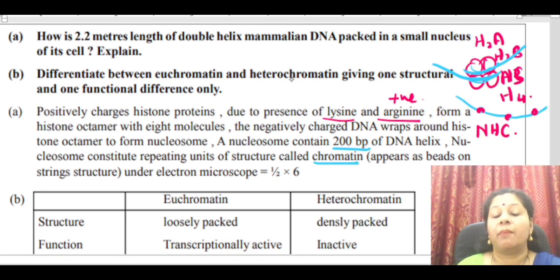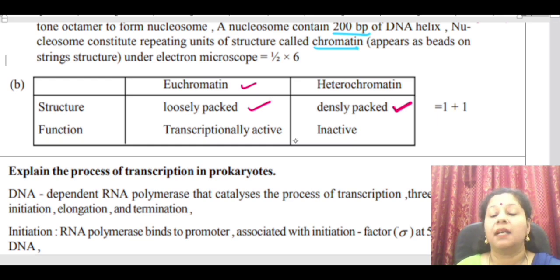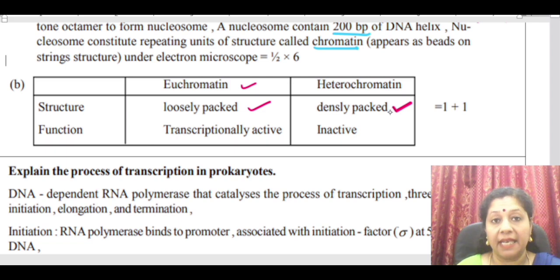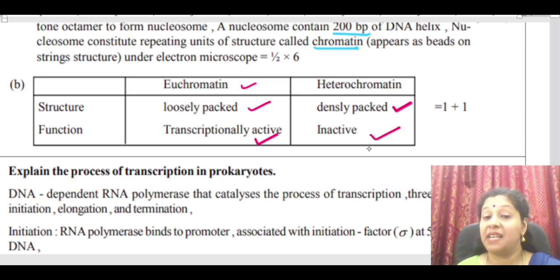Differentiate between euchromatin and heterochromatin, giving one structural and functional difference only. Structurally, euchromatin is loosely packed, whereas heterochromatin is densely packed. As a result, there is one more difference: loosely packed euchromatin will stain less, whereas tightly packed heterochromatin will stain darker. Functionally, euchromatin is transcriptionally active, meaning we can transcribe it and make proteins, whereas heterochromatin is transcriptionally inactive, so making protein is not possible.